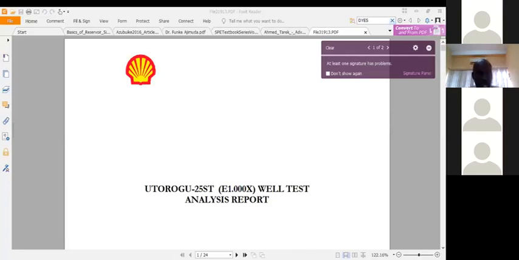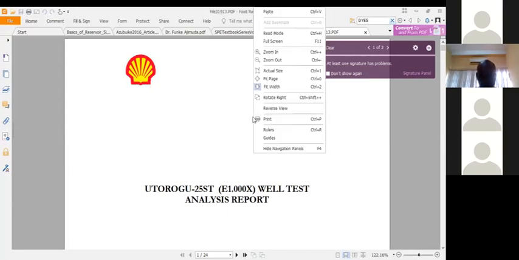Yes, sir. Good. Now, what I have projected here is a well test analysis report from well 25 ST, that is short string. The reservoir is E1X. The field is Utorogu. Utorogu is in the Western Niger Delta, Delta State to be precise. And of course, you can see the operator there. I'm showing you because of your question.